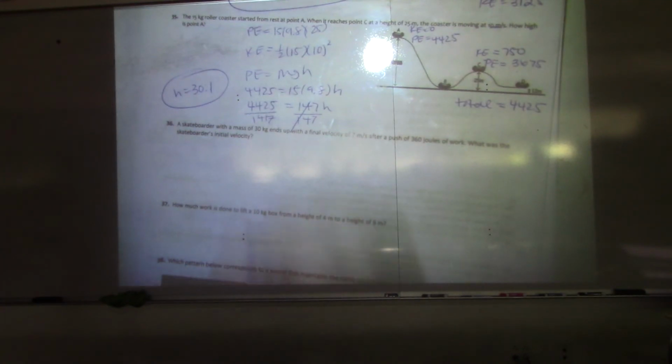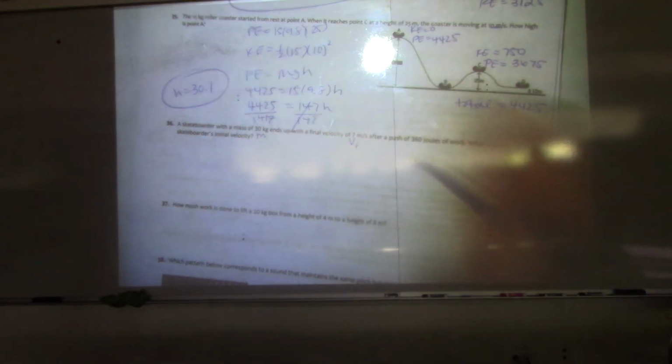You get a height of 30.1. Skateboarder has a mass of 30, final velocity of 7, work is 360. What was the initial velocity?